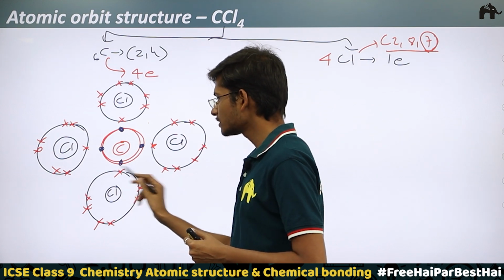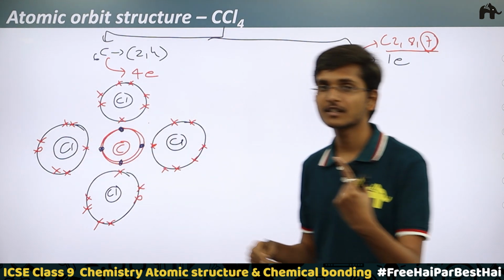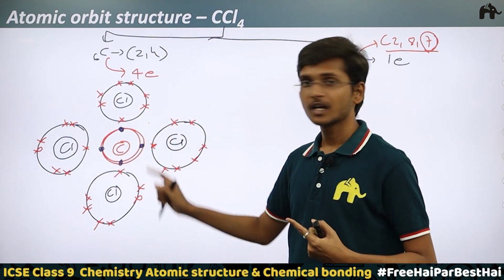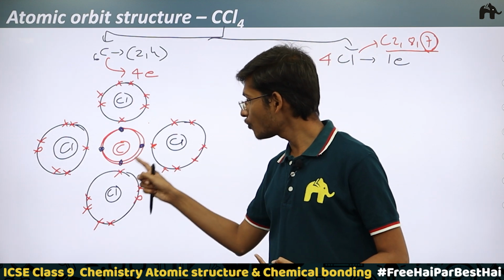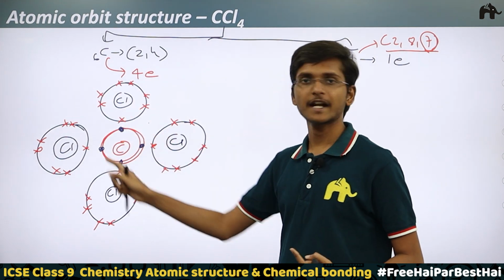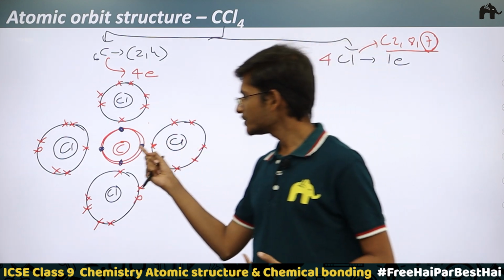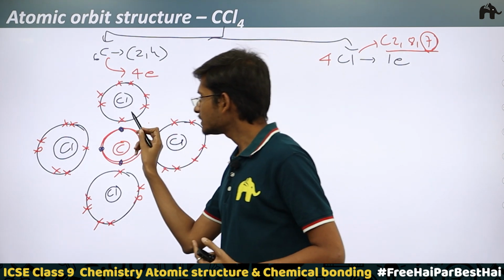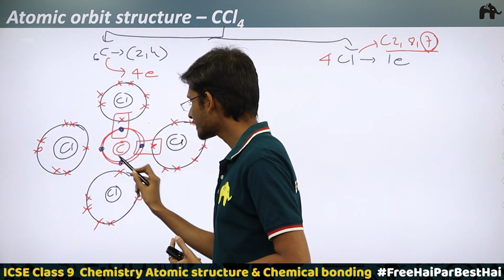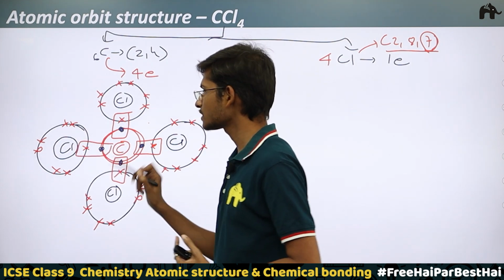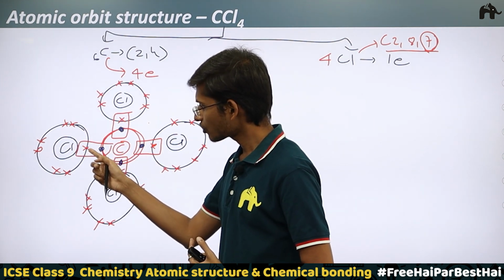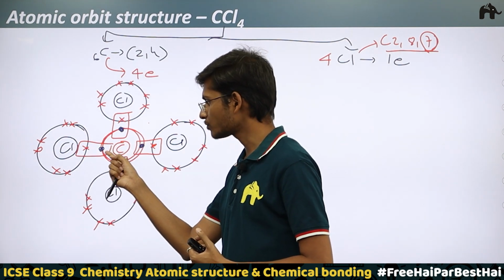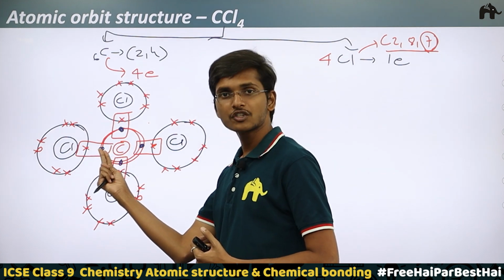Each chlorine atom would share its 1 electron with the carbon atom. And the carbon atom would share its 4 electrons with the 4 chlorine atoms, which means the carbon atom shares each electron with a chlorine atom. See here, these 2 electrons, these 2 electrons, these 2 electrons and these 2 electrons would get shared. This cross means the electron of the chlorine atom, and the dot means the electron of the carbon atom. This is getting shared.